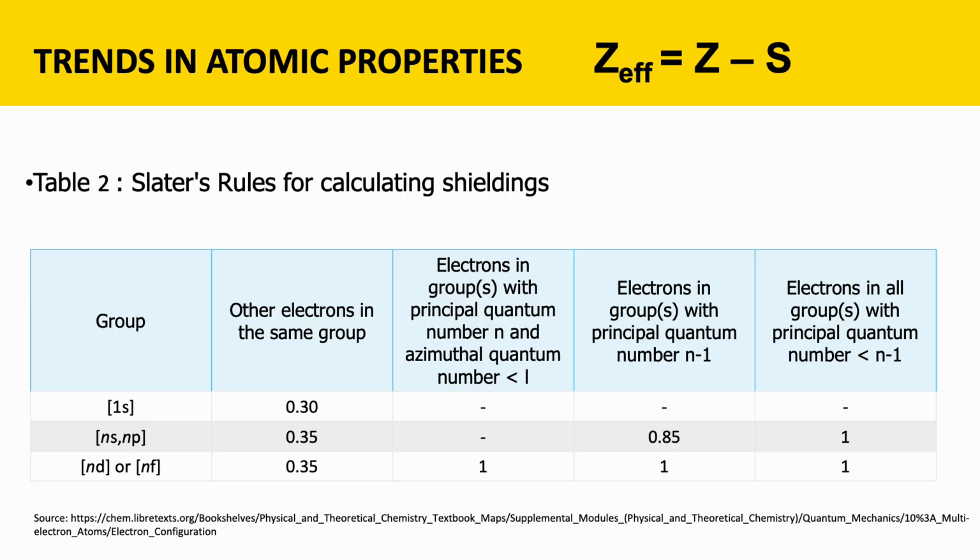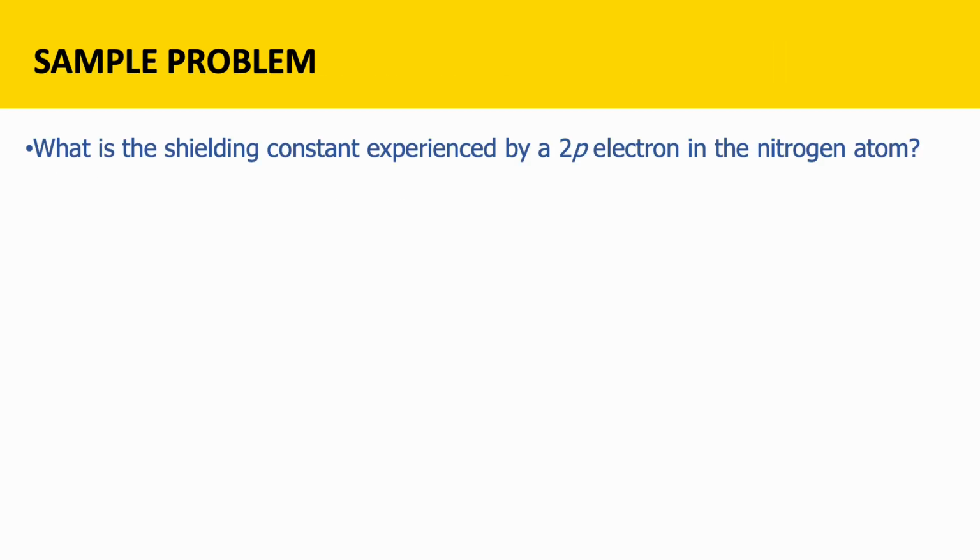Similar for nd and nf. For nd and nf, your electrons in the same group would have a 0.35 value, and 1 for n minus 1, and n minus 2 would have 1. So anything less than n would have a value of 1. So that is the case for nd and nf. To do this in practice, you could try the sample problem.